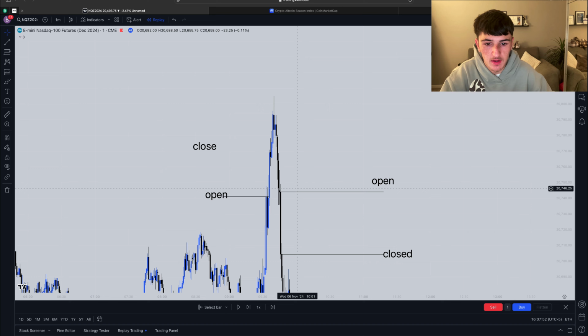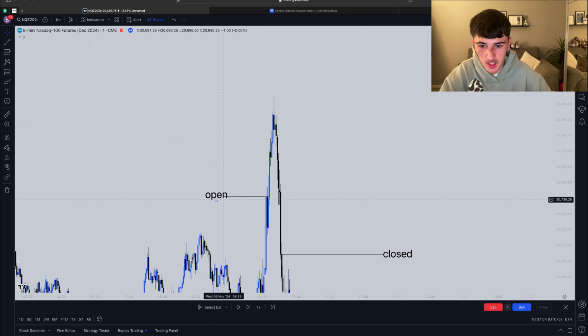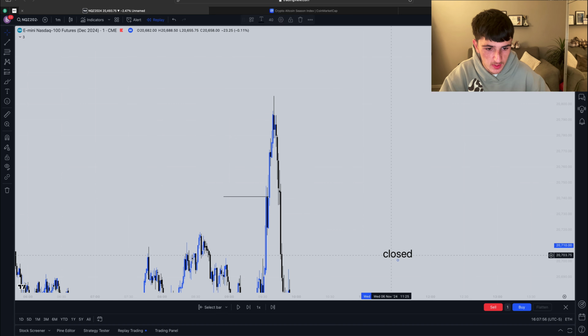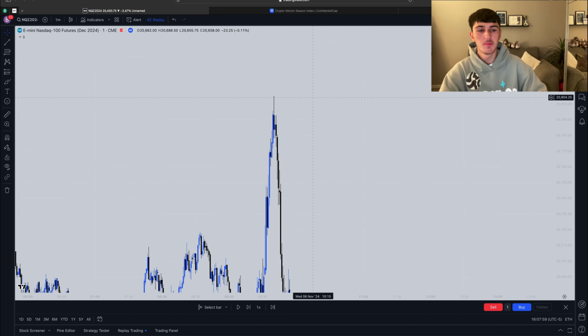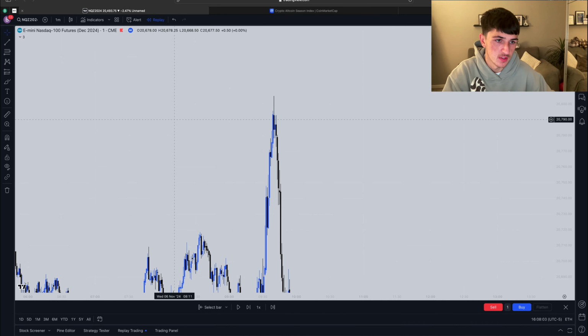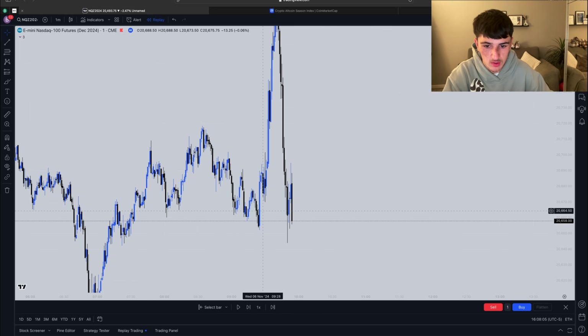Now, the way that these candles are formed is by orders. So what an order is, is an order into the market. So when people are placing buy and sell orders, so when they are trying to enter the market, that is what causes these candles to move.